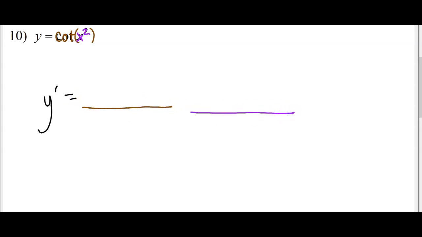So here we go. Derivative of the outside is derivative of cotangent, which we said was negative cosecant squared. And the inside stays the same, so it's going to be x squared. And we're multiplying that by the derivative of that inside. The derivative of x squared is 2x. And now we're done.